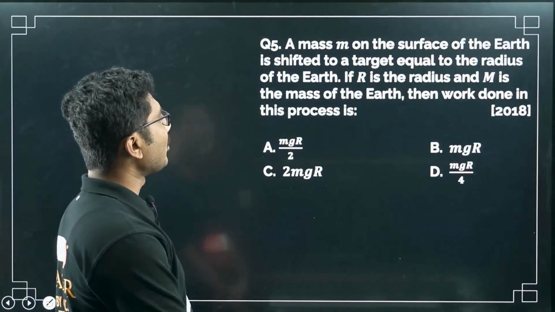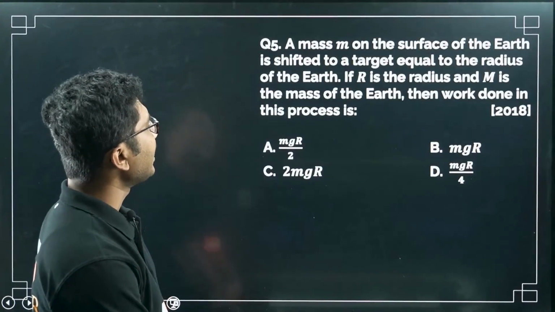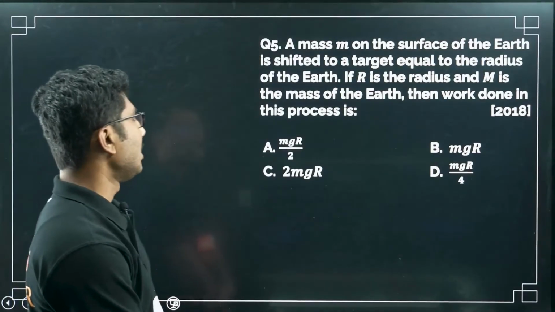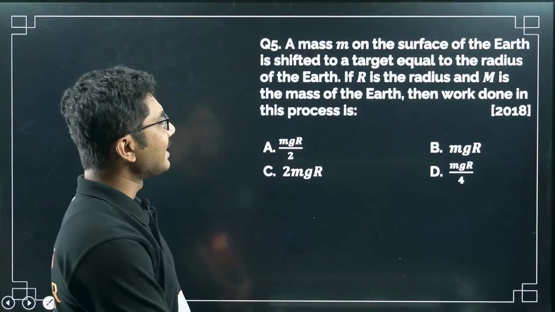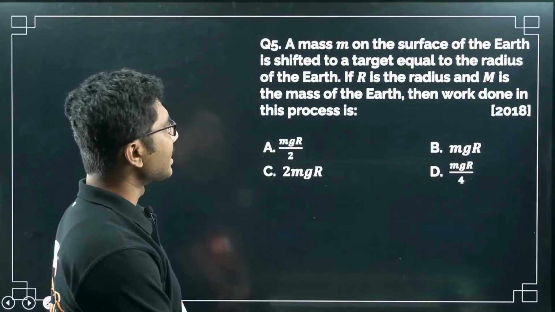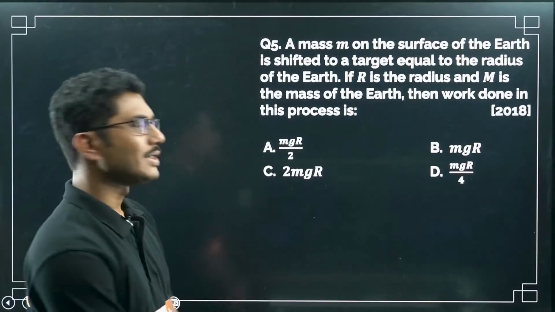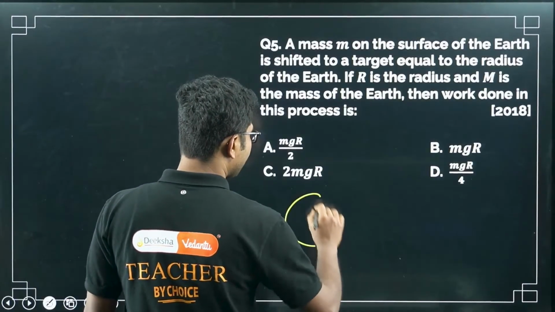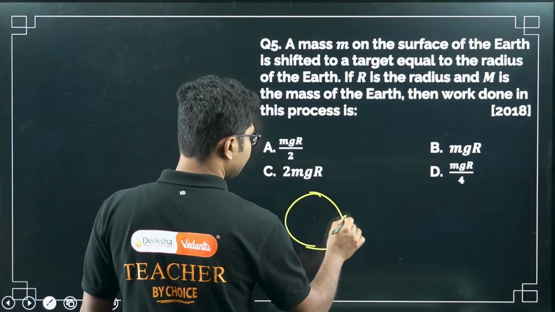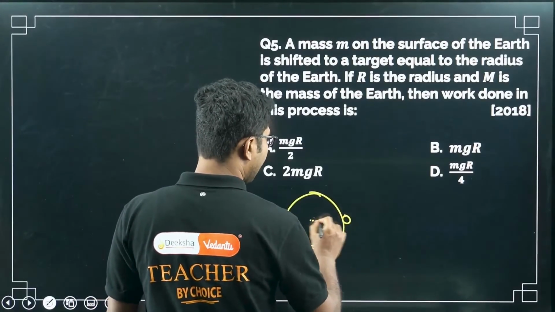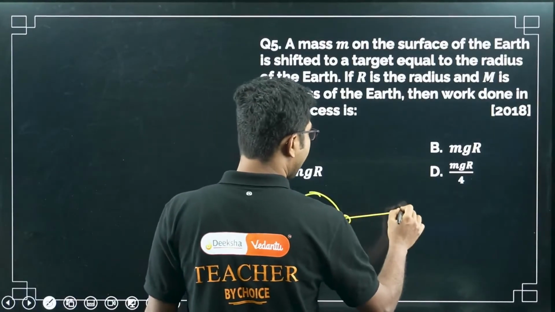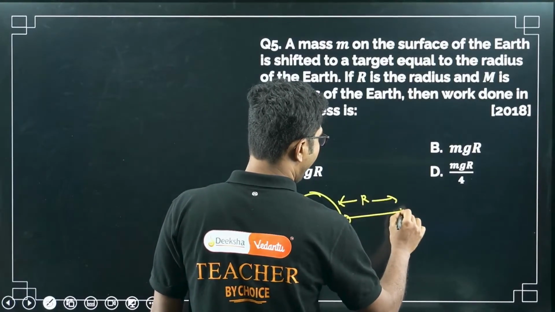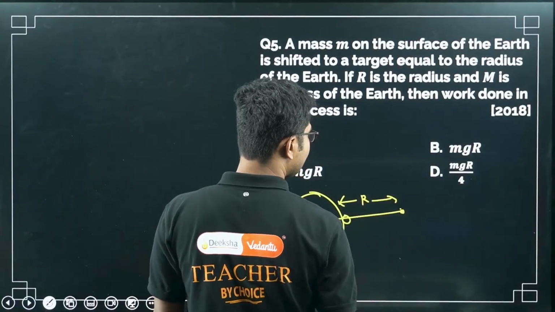A mass m on the surface of the earth is shifted to a height equal to the radius of the earth. If r is the radius and M is the mass of the earth, then the work done in this process is... So a very interesting question. A mass m on the surface of the earth, you have taken it to a height equal to the radius of the earth, and they asked you what is the work done.